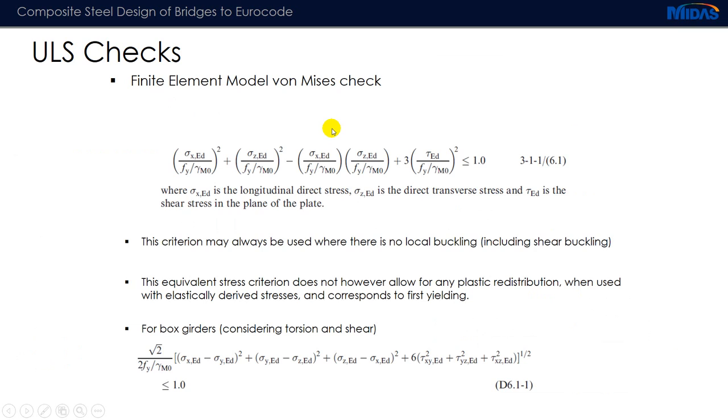Okay, so regardless of this, if we have a full blown plate model, we can always do a finite element Von Mises check instead of doing a separate bending moment axial force check. But there are a few limitations to this check. We cannot consider the shear buckling in this type of cases. For box girders, in order to consider torsion and shear in this equation, we slightly modify the Von Mises stress check equation like this, which again is very similar to what we covered in the Eurocode 3.